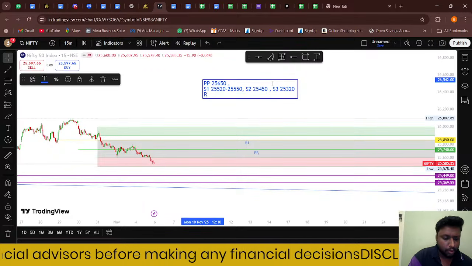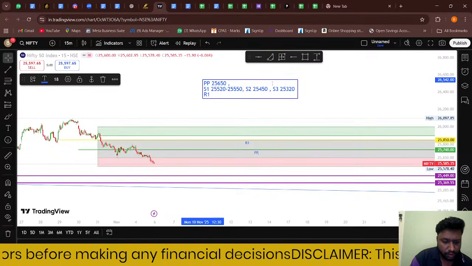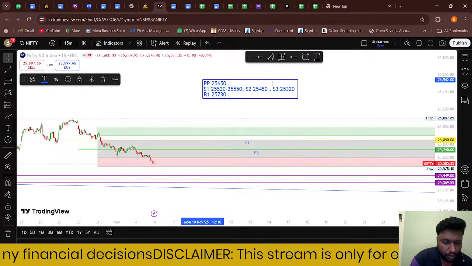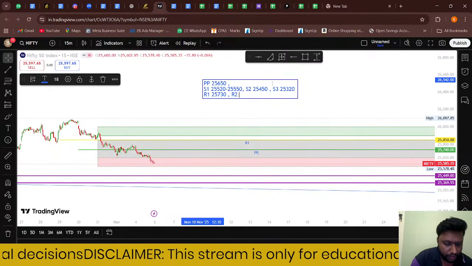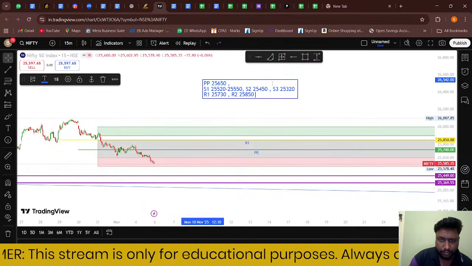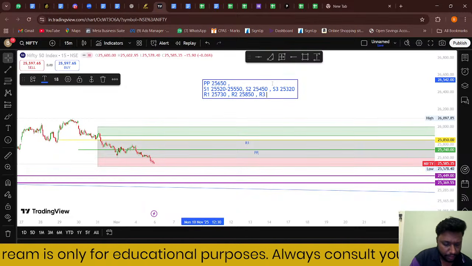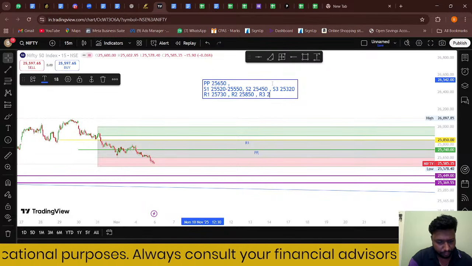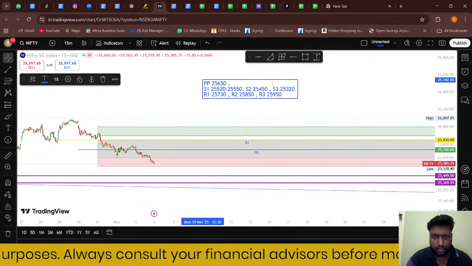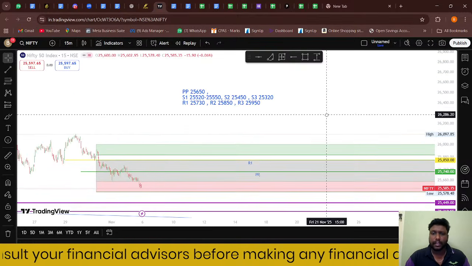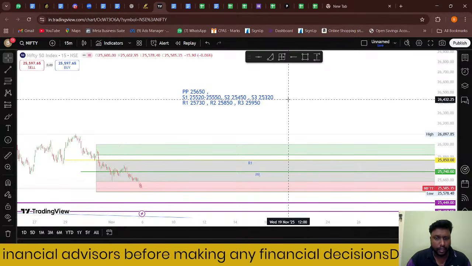So let's move on to the resistance. Resistance 1 will be at 25,730. R2 will be at 25,850. R3 will be at 25,950. So these are the three supports and resistances with respect to the pivot point for the day.